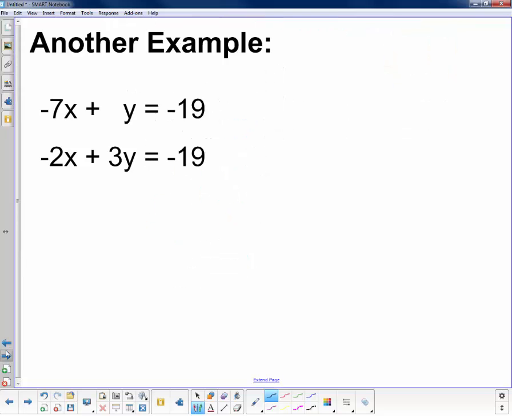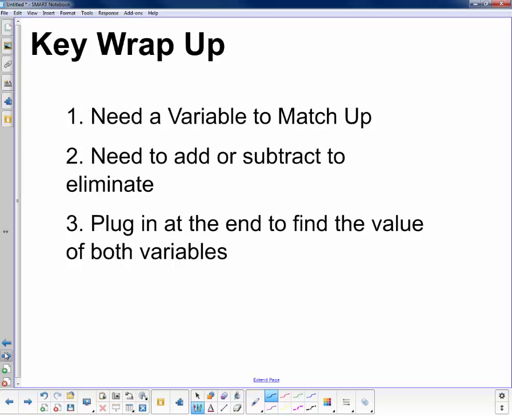So as a quick wrap up, you want to make sure that one of your variables matches up. Once they do, and you may have to multiply, you need to add or subtract in order to eliminate the 2 functions. Remember, if they're the same, you'll subtract them. If they're different, you'll add.